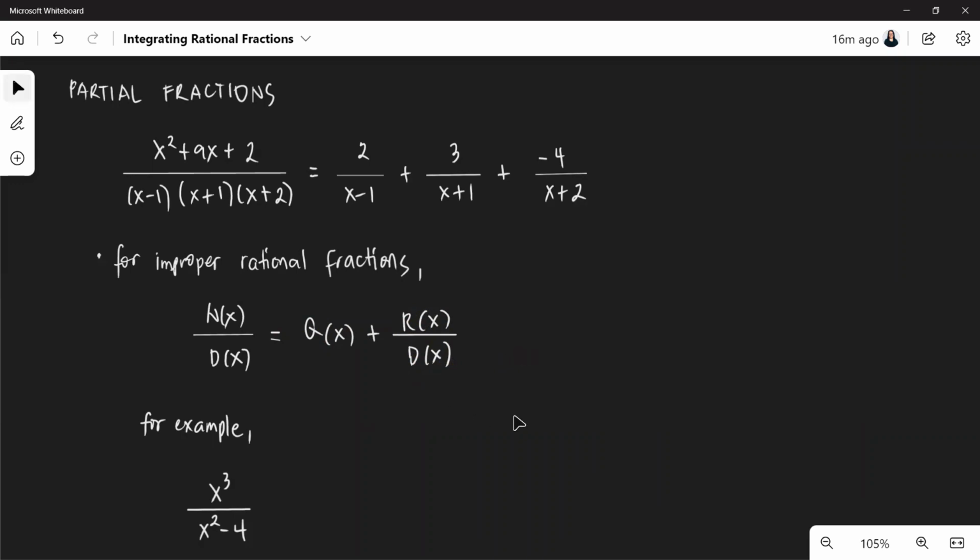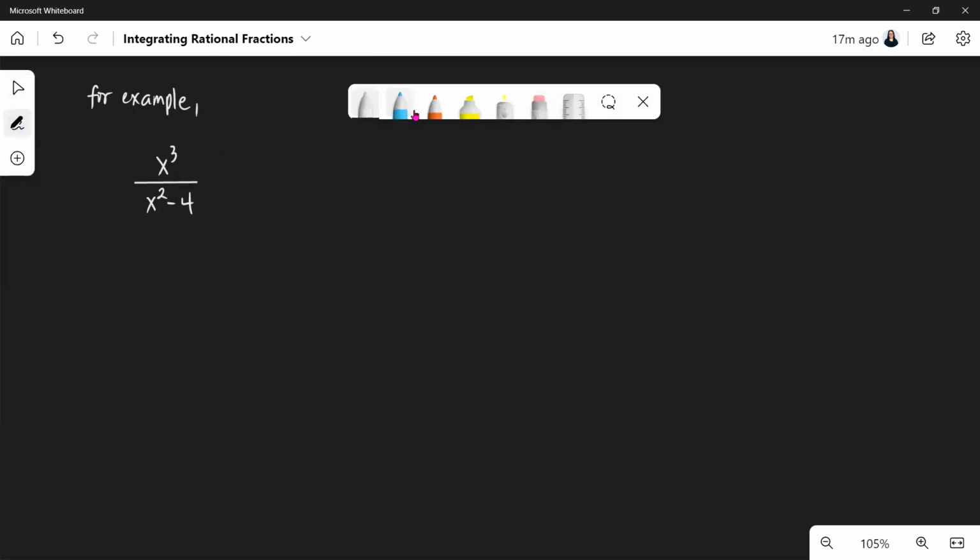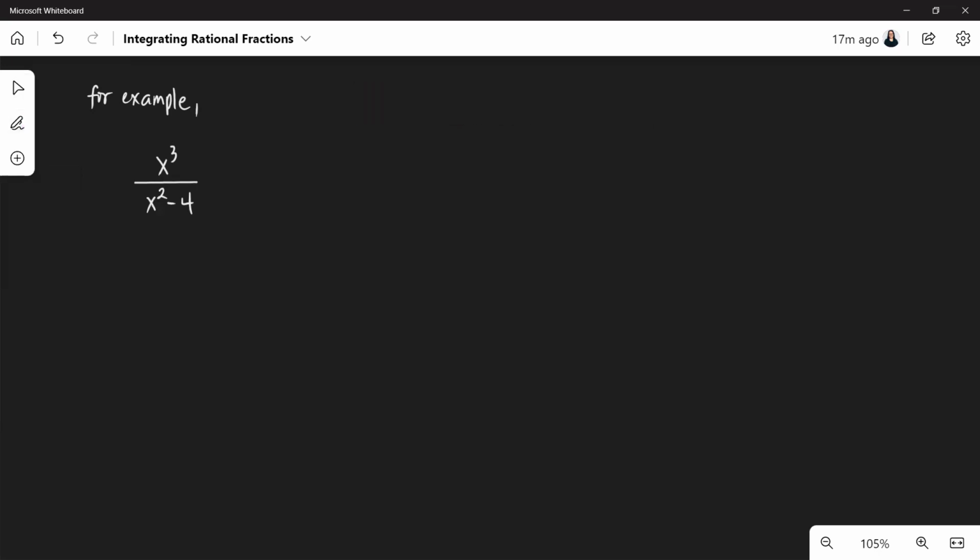For example, if we have the single fraction x cubed over x squared minus 4. It's an improper fraction because the degree of the numerator is greater than the degree of the denominator. So 3 is greater than 2. So we need to divide this by long division. Please do not just cancel out x squared, because it's not a common factor of the numerator and denominator. Take note there's a difference of two terms here.